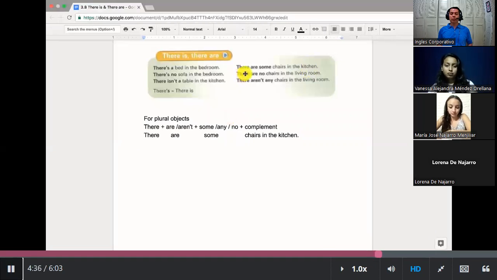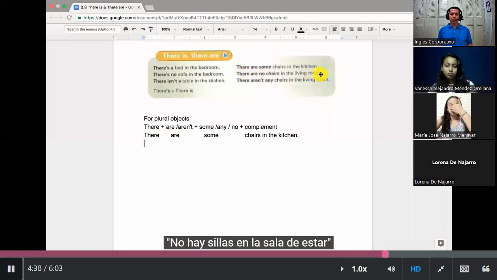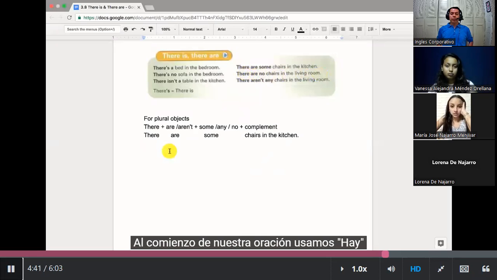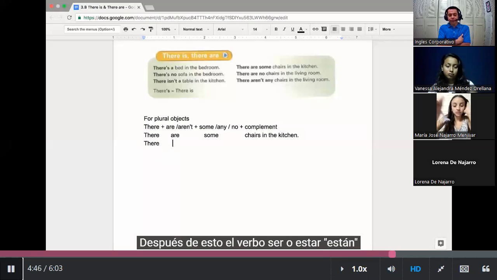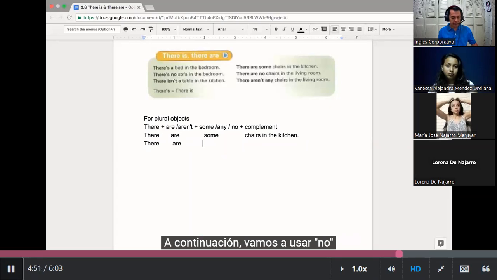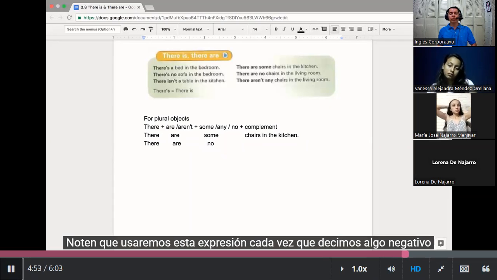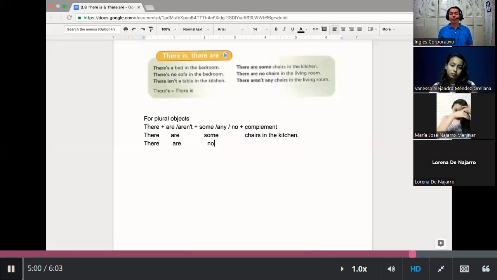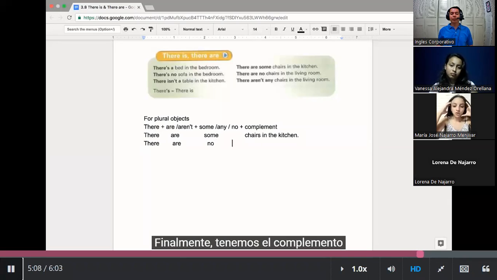Our next example: there are no chairs in the living room. At the beginning of our sentence, we use there. After that, the verb to be, are. Next, we're going to use no. Notice that we will use this expression whenever we're expressing something negative. And you can also say aren't any as well. Either one is correct. Finally, we have the complement, chairs in the living room.